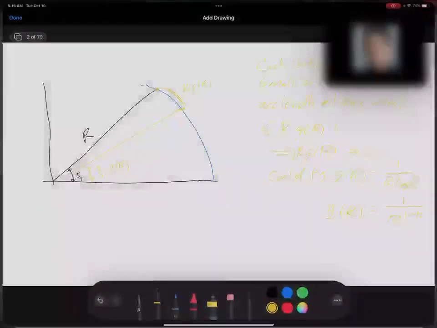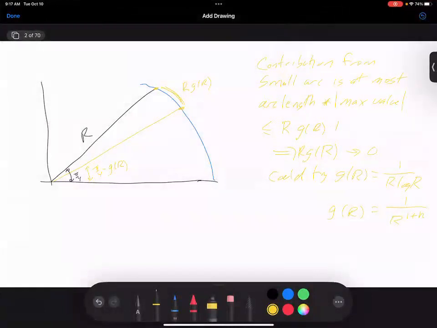Which one is better? The 1 over r log r or the 1 over r to the 1 plus eta? They both work on the small arc. Which would you rather have on the large arc? Which has a bigger small arc? The 1 over r log r or the 1 over r to the 1 plus eta? So which gives a bigger small arc?